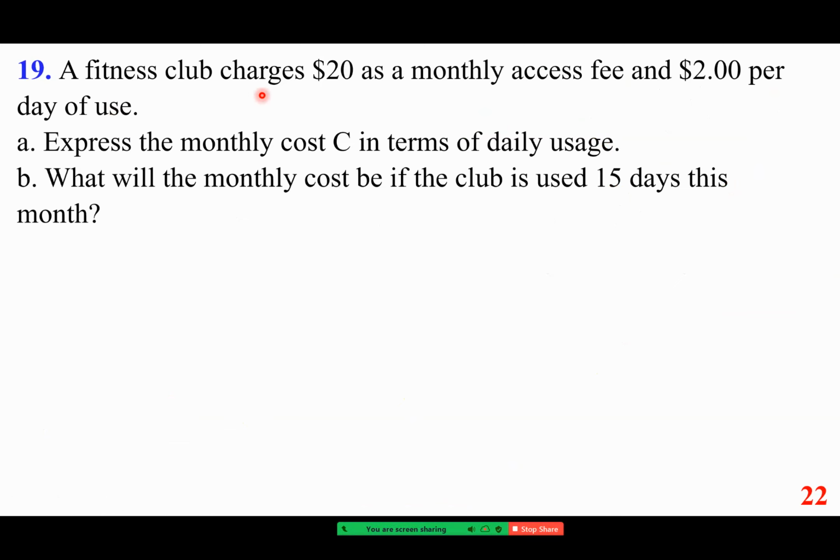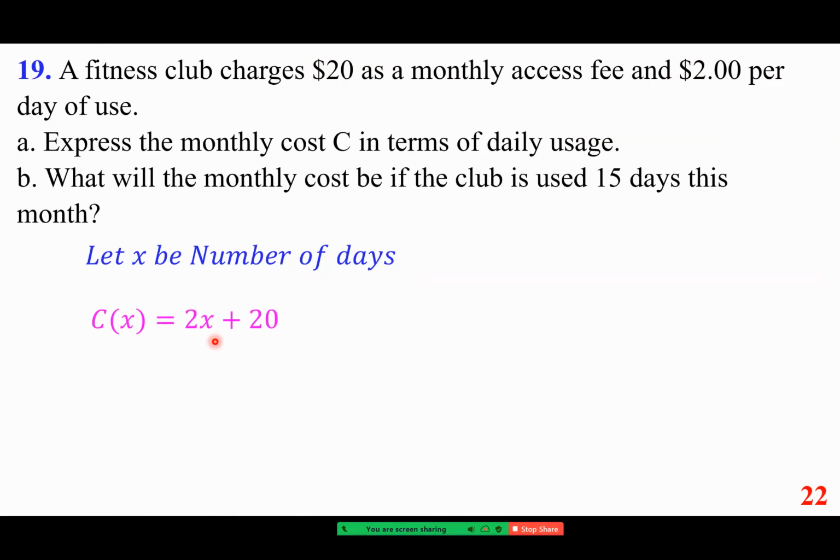A fitness club charges $20 as a monthly access fee and $2 per day of use. Express the monthly cost C in terms of daily usage. Well, if they charge us $2 per day, if we use 1 day, it's 20 plus 2. 2 days would be 20 plus 2 times 2. 10 would be 20 plus 10 times 2. So if we let x be the number of days, it will be 20 plus 2 times x. So the cost is 2x plus 20.